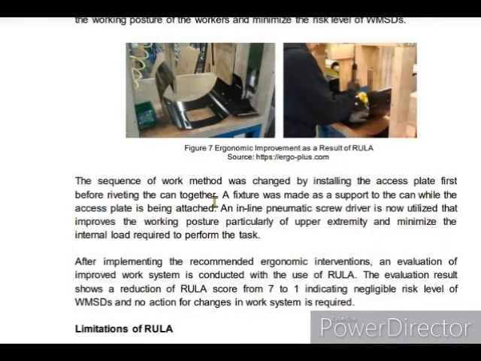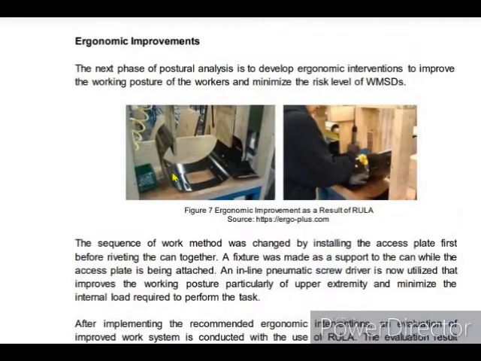Next, the sequence of work method was changed by installing the access plate. Ito yung detailed na ginawa, guys. Nag-install ng access plate first before riveting the can together. So, ito yung access plate, guys. Nag-install muna bago mag-rivet. So, rivet pala ito, guys. Nagre-rivet siya. So, a fixture was made as a support to the can while the access plate is being attached. So, sinusupport niya yung can habang ina-attach yung access plate.